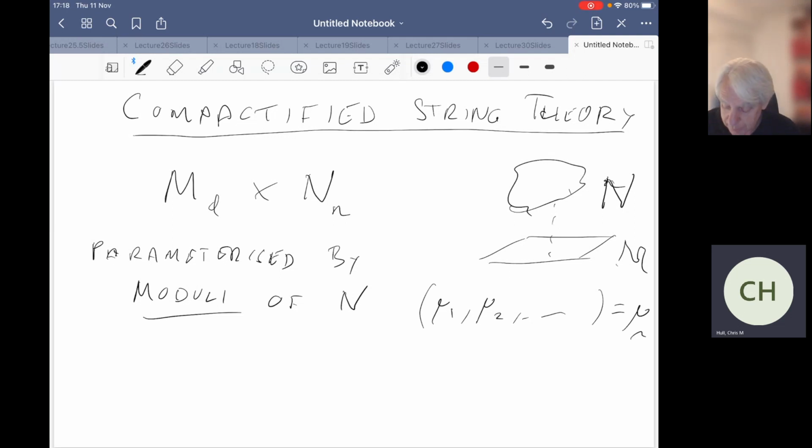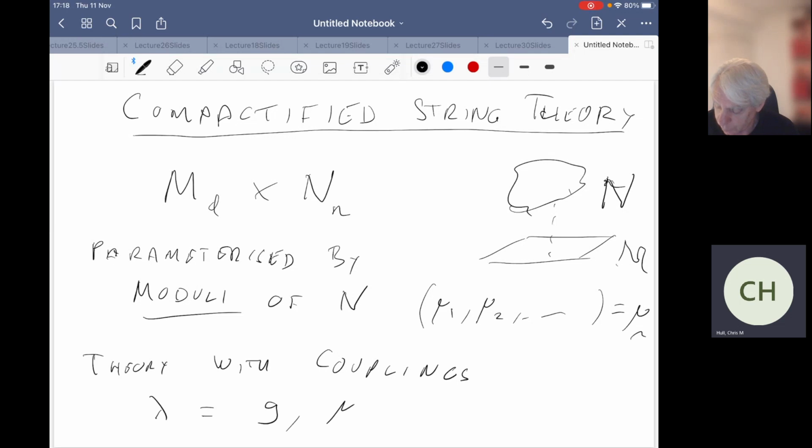So we get a theory with couplings lambda, which consist of the string theory coupling constant G and these moduli mu, and which the G determining the interactions.